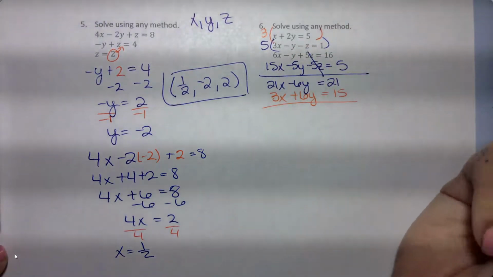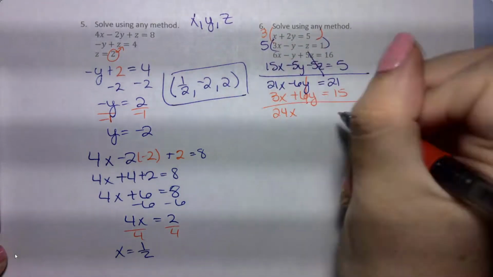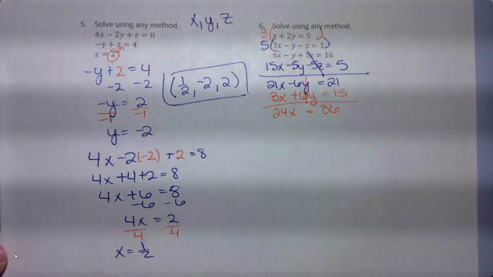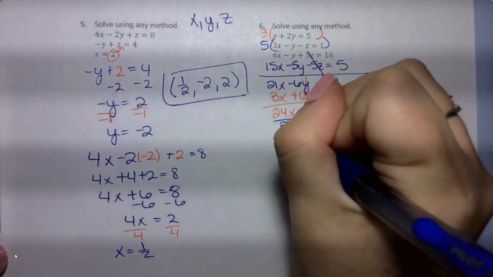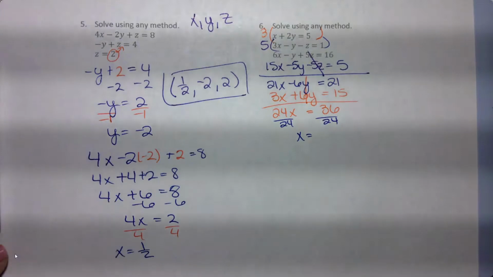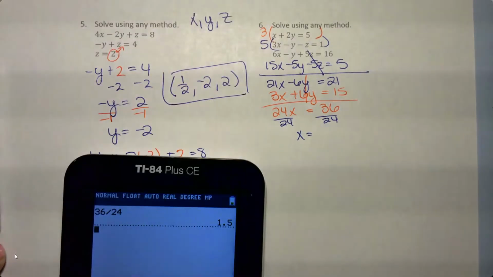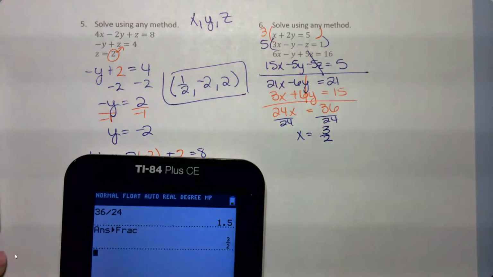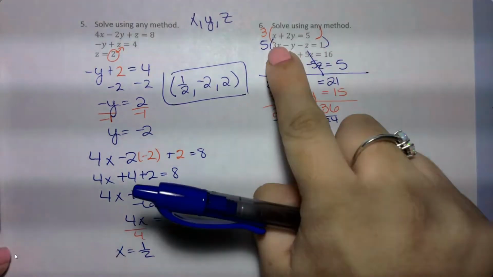If I add straight down, 21 plus 3 gives me 24x. The y's cancel out. 21 plus 15 gives me 36. I want to go ahead and divide both sides by 24. I get x equals, and then I want to do 36 divided by 24, which, if I move this out of the light, gives me 3/2. I'm going to go ahead and plug into my top equation to solve for y, since it's got 2 variables, and that'll make it easier to solve.